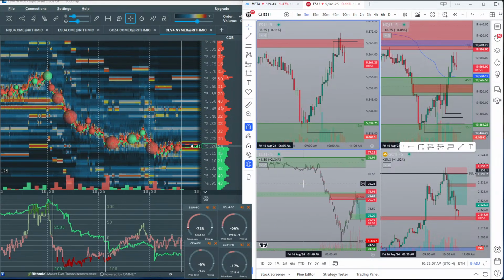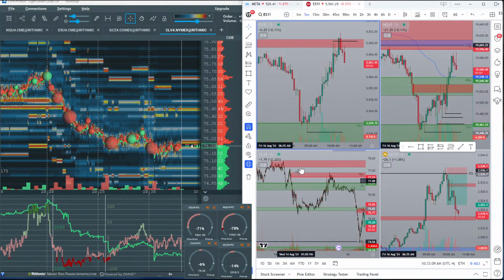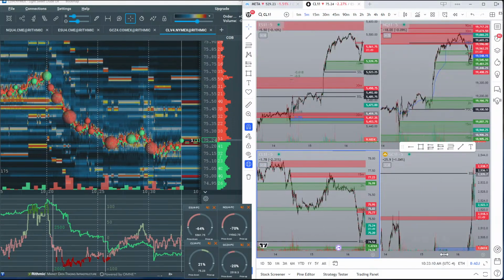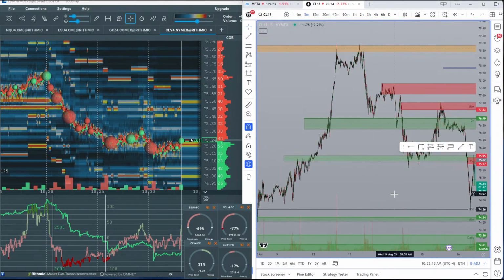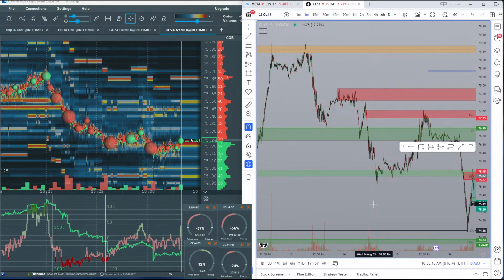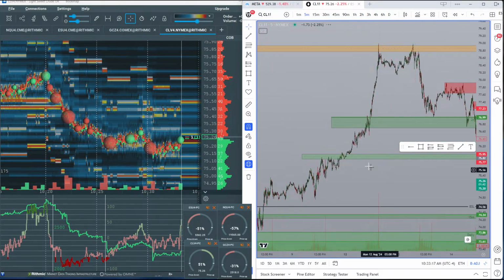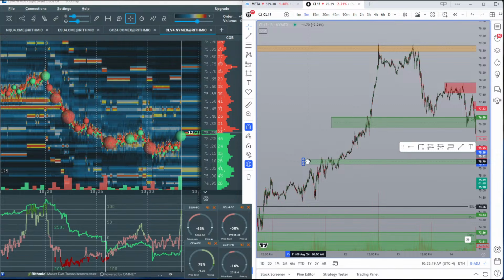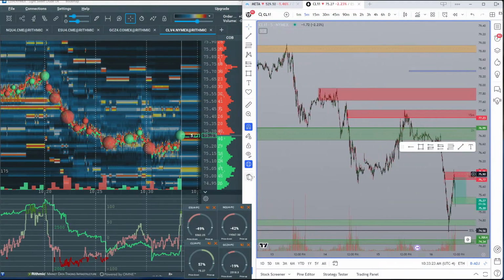That crude trade, I'm trying to see what it was. I'm pretty sure that green zone that I'm looking at is something I may or may not have used as confirmation. Okay, no, it's still valid. I was going to say it was a demand zone at some point, but it was moved because of the contract shift.